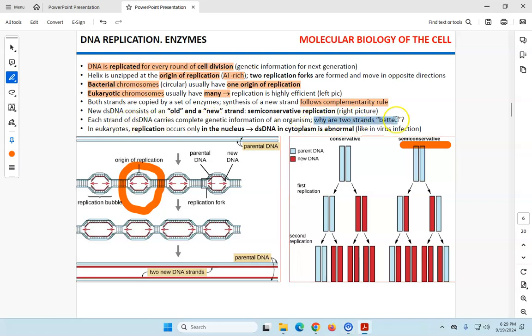Yeah, so why are two strands better? It's a backup. If one's damaged, you have another one to provide backup, then restore the damaged one. Okay, sounds good, everybody? And as we mentioned, replication in eukaryotes is entirely in the nucleus. So any DNA, single or double-stranded, is abnormal in the cytoplasm. It's not normal. DNA is not supposed to be in the cytoplasm. Good?